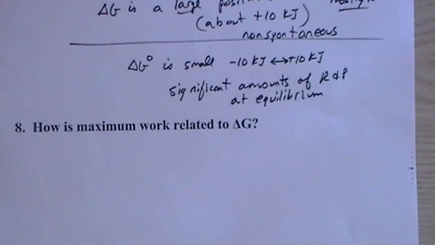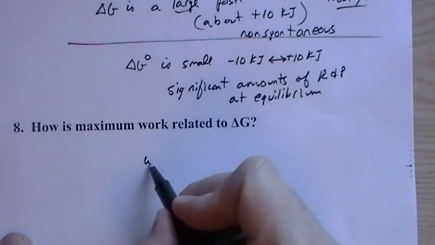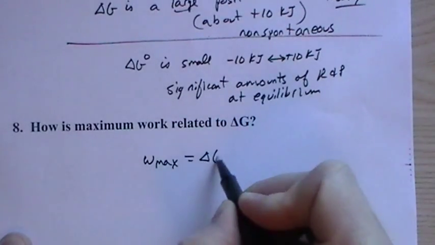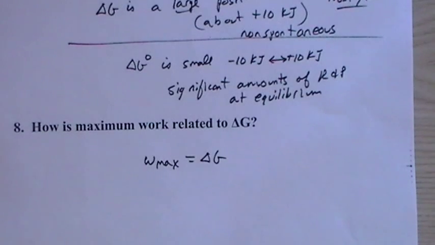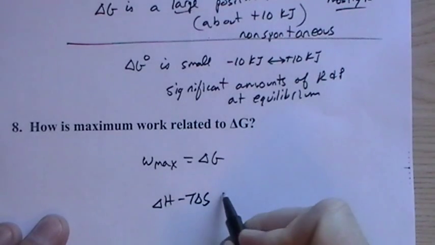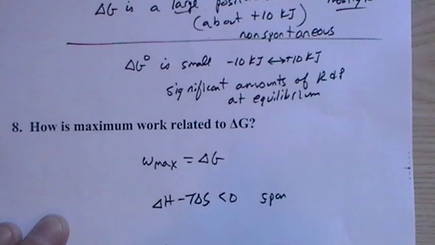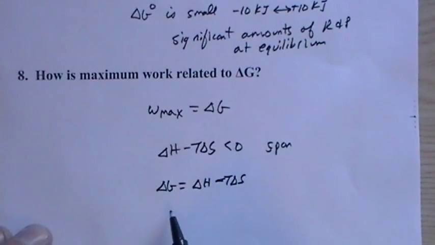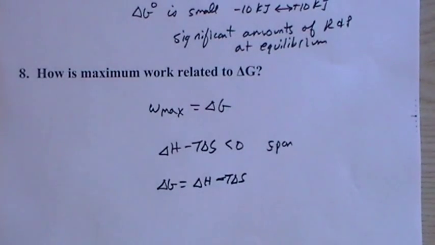Then the last thing here, maximum work related to delta G. The maximum work that you can get out of any system is delta G. And this is why this term was invented. We already had the equation for the spontaneity of a reaction. That was already known, that if delta H minus T delta S is less than 0, then that's spontaneous. So it seemed like this delta G was just latched on for no other reason than to come up with a new term. But it turns out that delta G is the maximum work that you can get out of a system, which was originally why thermodynamics came into existence, to answer that question.